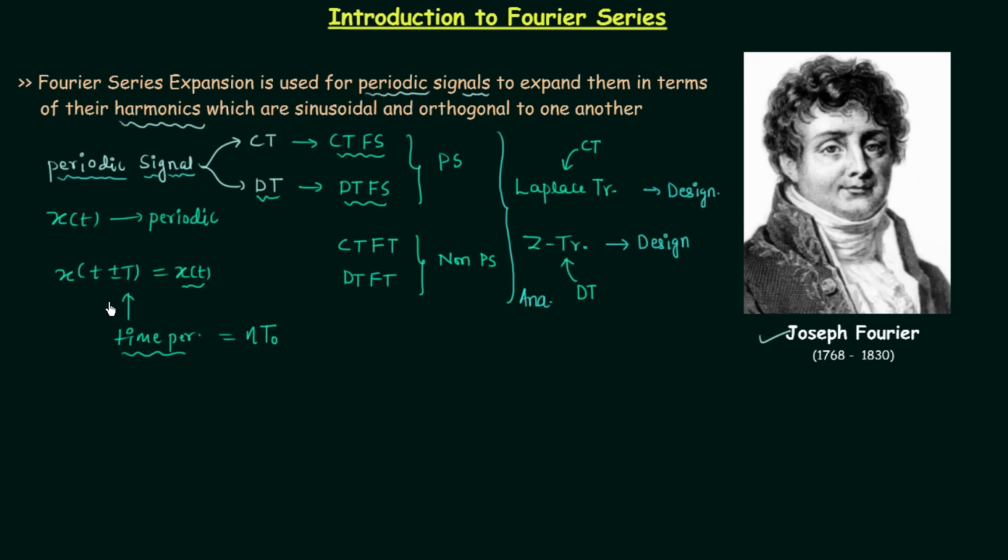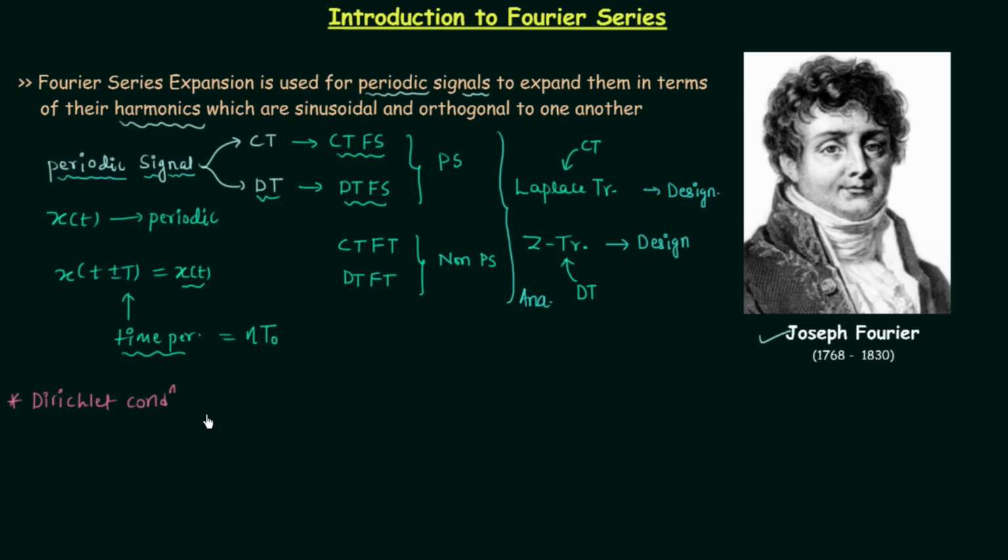So I hope you now remember what we have already discussed in case of periodic signals. Now we will move to the next important point, and the point is existence of Fourier series. In this statement, it is written that Fourier series expansion is used for periodic signals, but it does not mean whenever we have a periodic signal, the Fourier series expansion will exist. The existence of Fourier series expansion depends on three conditions, and the conditions are known as Dirichlet conditions.